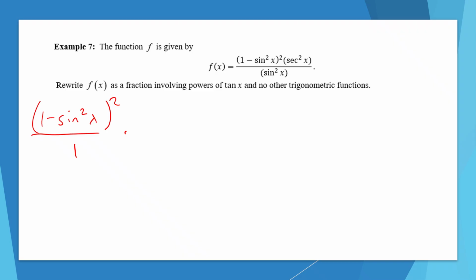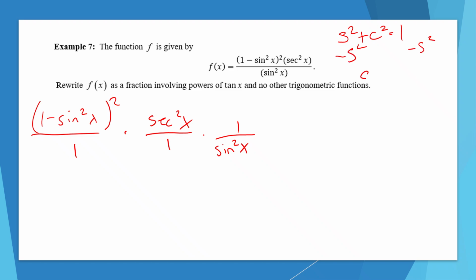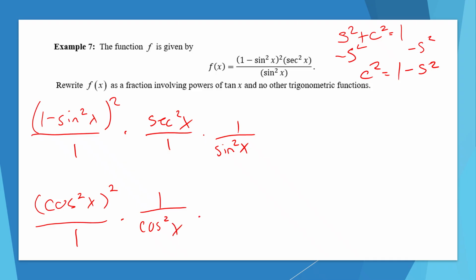I'm going to put that as its own fraction. We have secant squared x, and then we have 1 over sine squared x as well. Once we have this, I'm going to replace 1 minus sine squared x. Remember, sine squared plus cosine squared equals 1. So 1 minus sine squared gives cosine squared. So this is going to be cosine squared x, and this whole thing is squared, times 1 over cosine squared x times 1 over sine squared x.